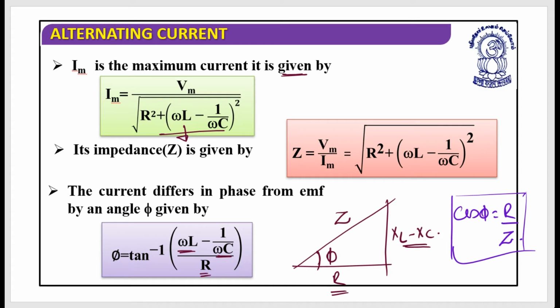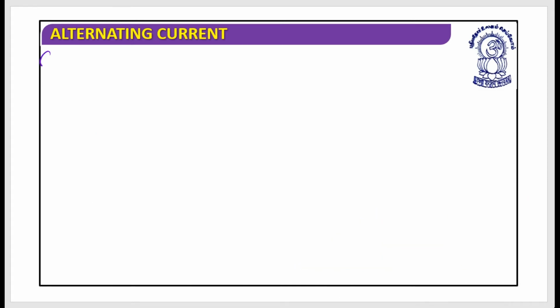So now let's discuss the third case, case 3. If XL is equal to XC, what would be the situation? If XL equals XC, what would be the situation? We have the relation that it was something like this.